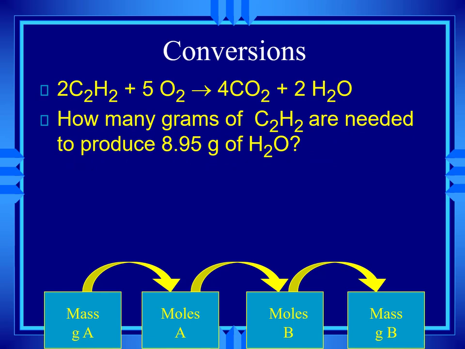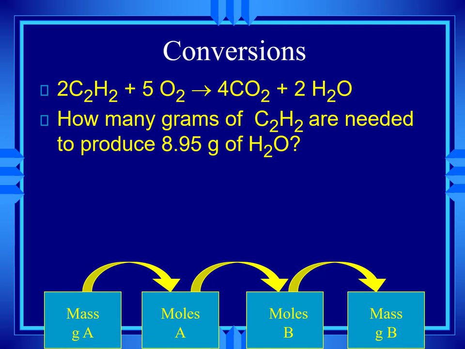So, we're not going to work this problem out. What we need to do is figure out how we would go about solving it. When you see a question like this, how many grams of C2H2 are needed to produce 8.95 grams of H2O? How are you going to solve that problem? They gave you grams of H2O, so we're starting here. They asked for grams of C2H2. We've got to get all the way over here. So it's going to take me 3 conversion factors. The first one to change those grams of the first chemical into moles. The second one to go from moles to moles. And the last one to go from moles to mass.